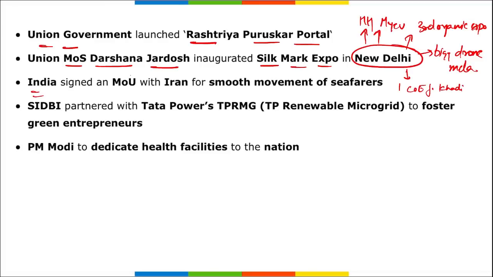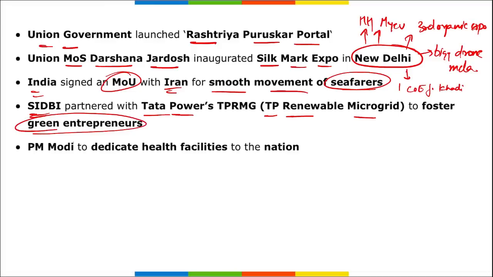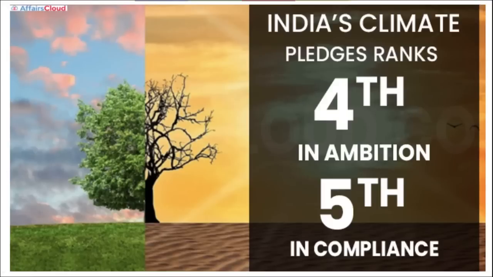Then India signed a memorandum of understanding with Iran for the smooth movement of seafarers. SIDBI has partnered with Tata Power's TP Renewable Microgrid to foster green entrepreneurs. PM Modi dedicated health facilities to the nation. Just remember these things. Moving on, India's climate pledge ranked 4th in ambition and 5th in compliance.